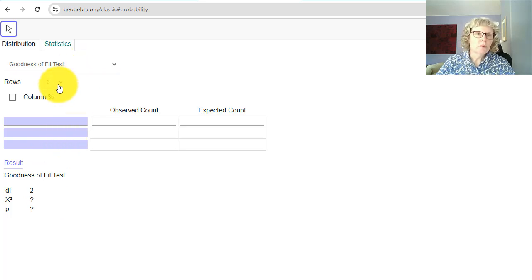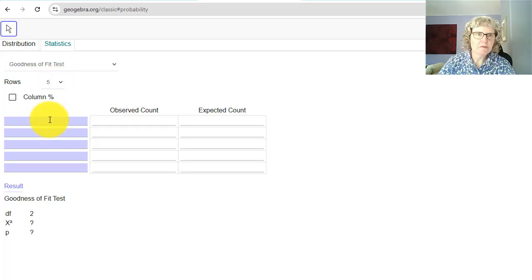And then we need to put in the number of rows, which rows and columns can be switched. In our table, they were actually columns, so it's really the number of categories we have. We have 5 categories, okay? And this percent column, I think you can use if they're all the same, but ours are going to be different. So I'm going to label them real quick here.